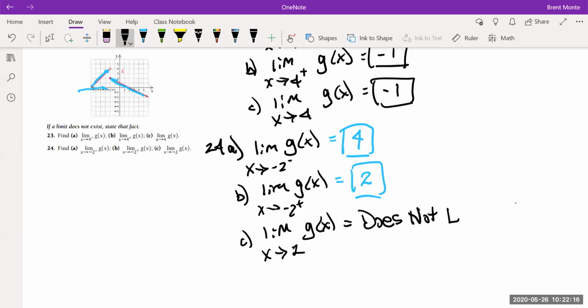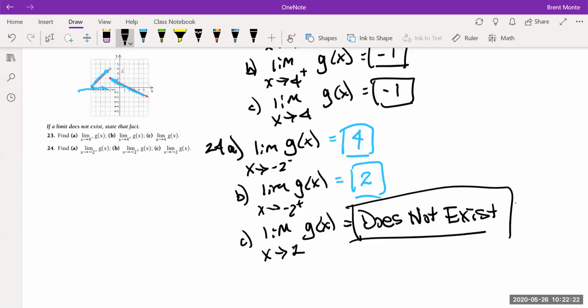A lot of times, let me box that, the reason is because the one-sided limits are not equal. A lot of times they'll just write DNE for does not exist.